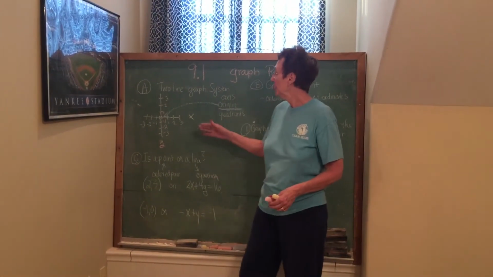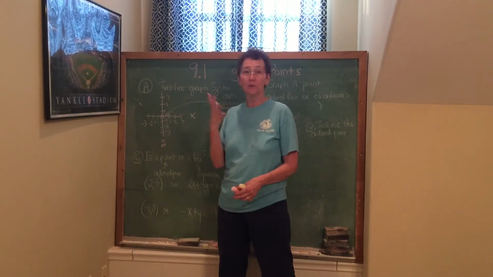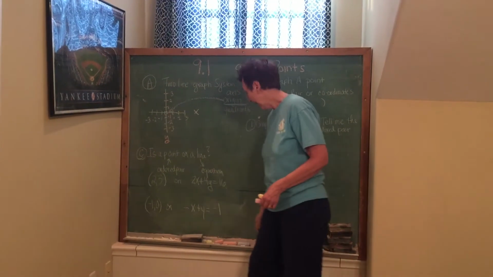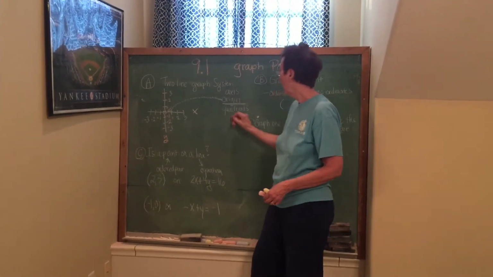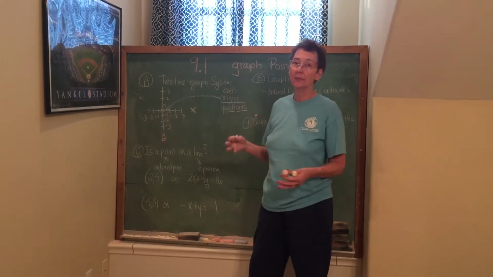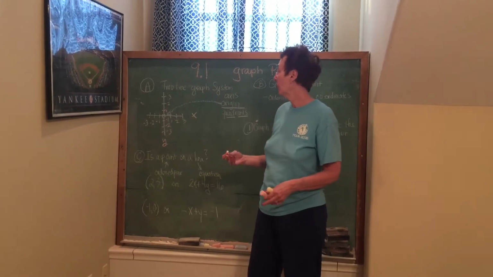In addition, you'll notice that these two axes divide this into 4 areas. Everybody see that? 4 different areas? And these 4 distinct areas are called quadrants. Quad means 4. Rants means areas. So 4 areas are defined by these axes.